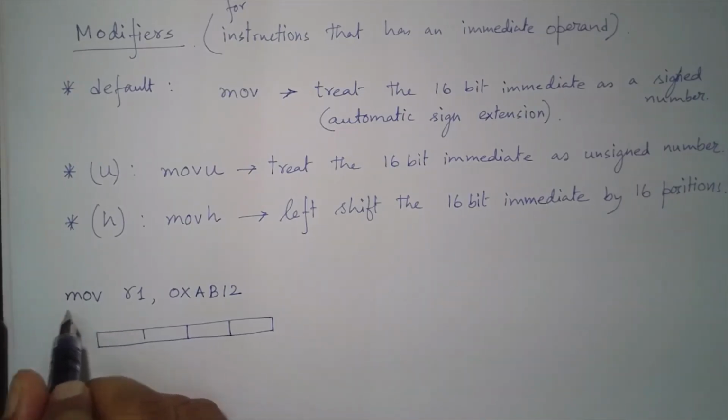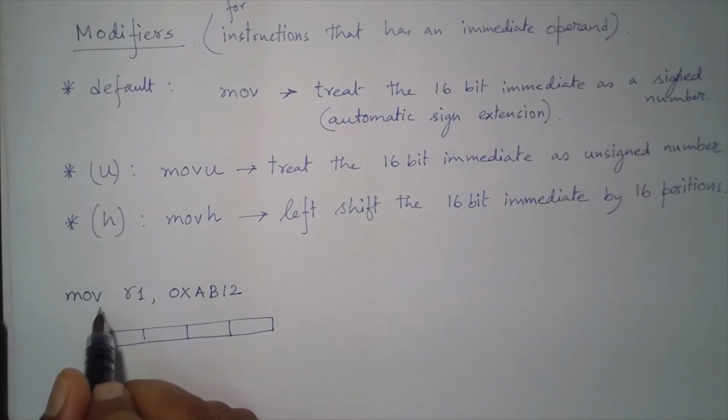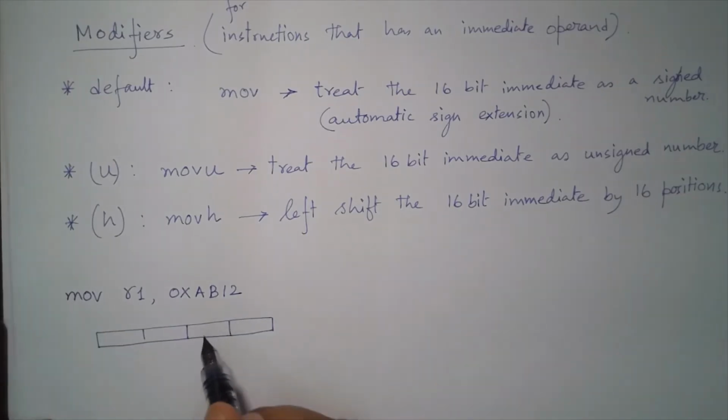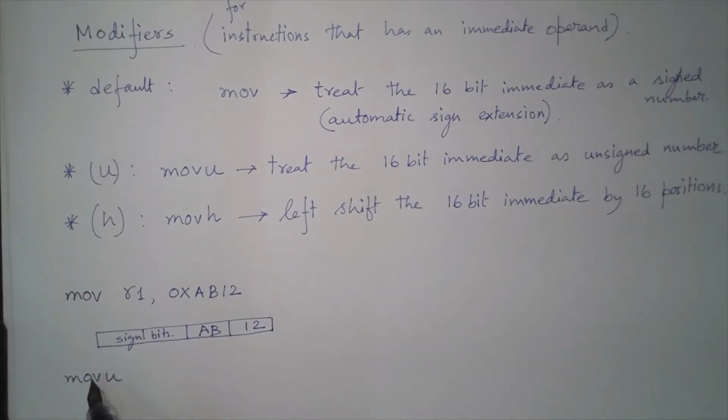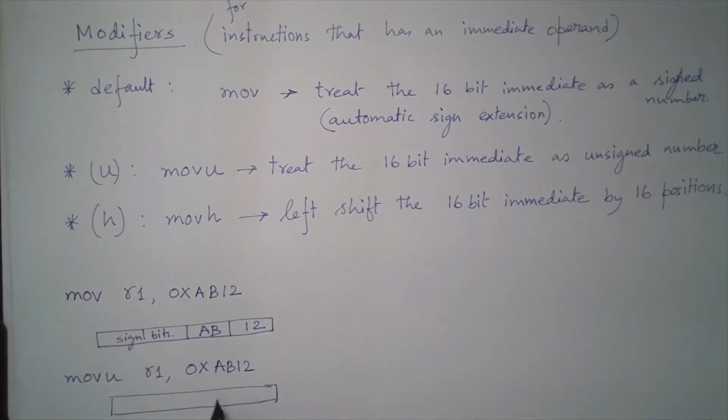So, if no modifier is mentioned, that means it is the default situation. So, I will put AB here, 12 here, and these will be my sign bits. So, I will just extend my sign bits. Similarly, I can have an instruction like this, move U R1, let us say the same number, AB12. What will be the case here? So, this is unsigned. In case of unsigned, AB and 12 will be occupying this, and for unsigned these are simply zeros.